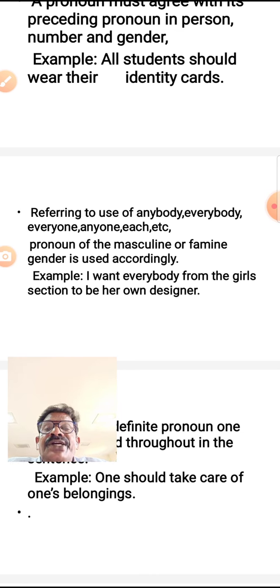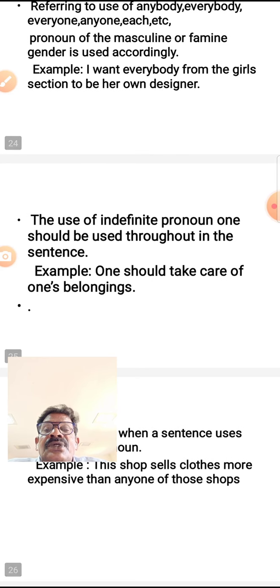Referring to the use of anybody, everybody, anyone, everyone, each, etc., a pronoun of the masculine or feminine gender is used accordingly. So, according to the gender, the pronoun is supposed to be used. For example, I want everybody from the girls section to be her own designer. So, here this is feminine gender. That is why I am particularly telling the girls, I want everybody from the girls section to be her own designer. Like that.